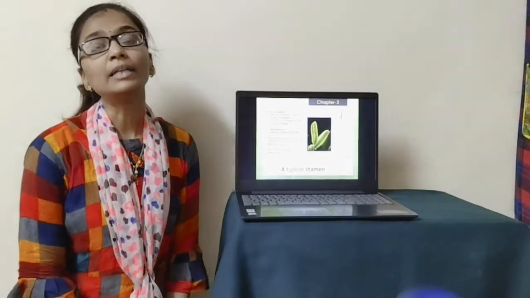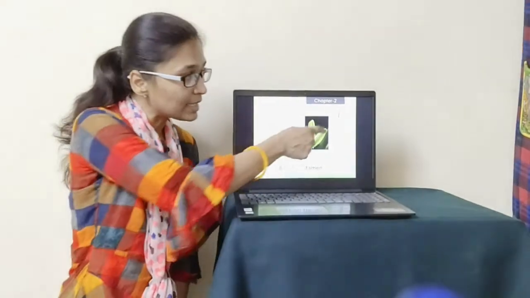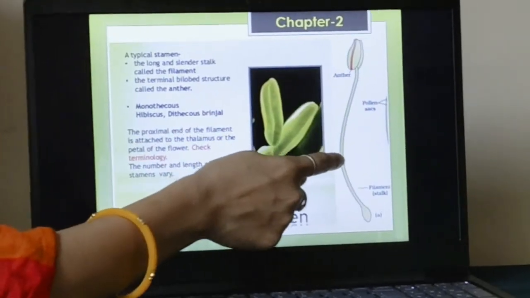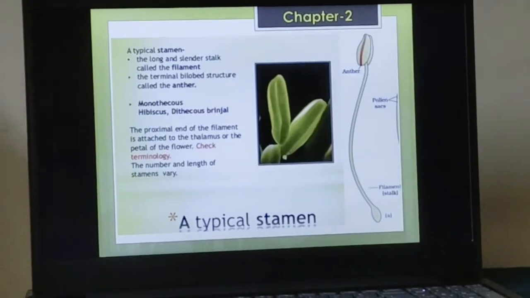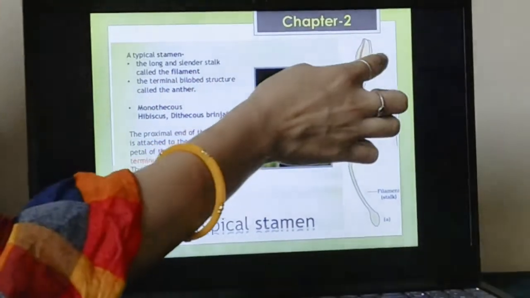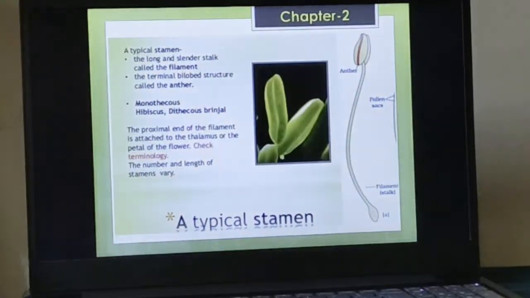Now, in this stamen, you can see this diagram. In this stamen, you can see there are 2 main parts. The stamen can also be known as androecium, which we have discussed earlier. Now, in the stamen, this part is known as the anther.